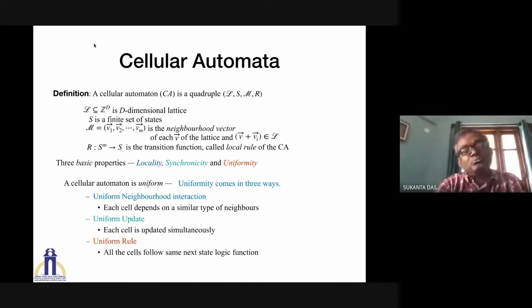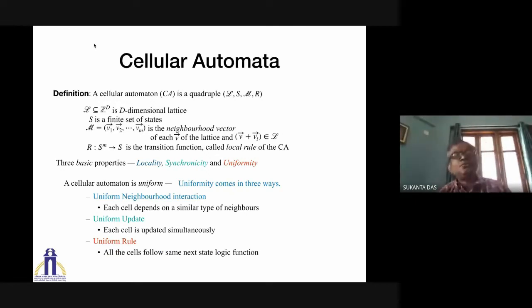So all the cells follow the same function. Right. So I want to argue that classical cellular automata are uniform in all respects, right? And these aspects we can identify three ways. They are: neighborhood interconnection is uniform, update is uniform, rule is uniform.